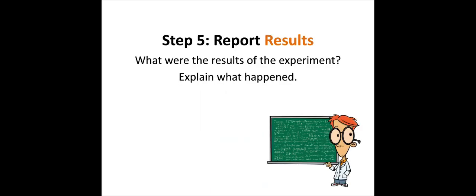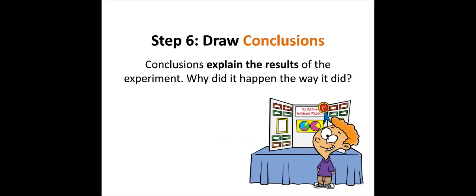Step 5, report results. What were the results of the experiment? Explain what happened. Step 6, draw conclusions. Conclusions explain the results of the experiment. Why did it happen that way? So in your exit ticket, step 5 is going to be results and conclusions. So you're not going to have a step 6. You're just going to combine step 5 and step 6.